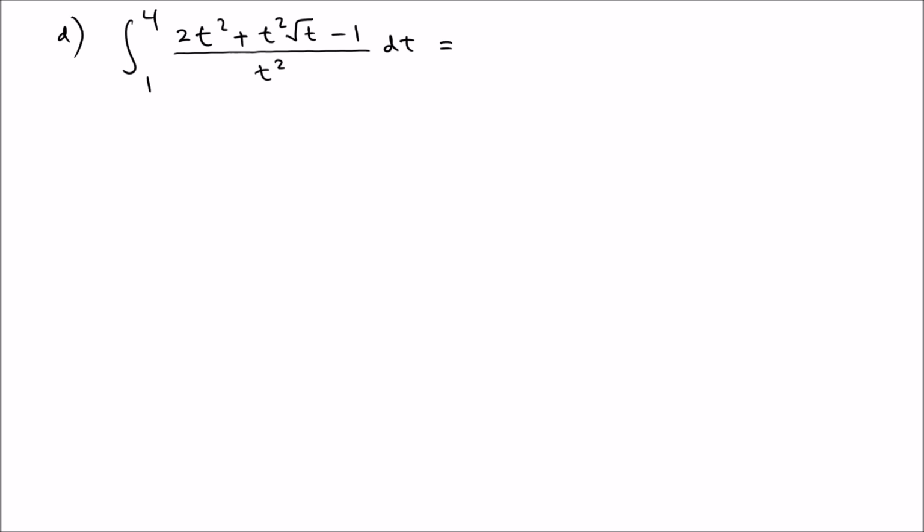So what you want to do is simplify this first. I'm going to simplify the integrand. You can divide all the terms by t squared. From the first term you get 2t, from the second term, the t squared cancels and you get square root t, and from the last term you get negative 1 over t squared. This you can write as t to the negative 2, because that's going to make it easy to do the integral. So we write it like that.